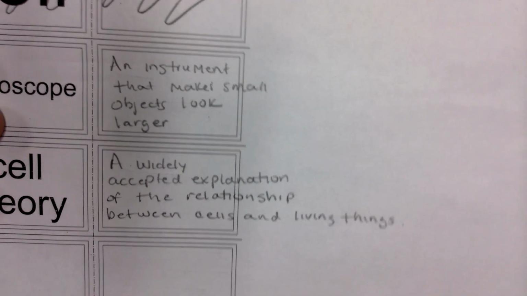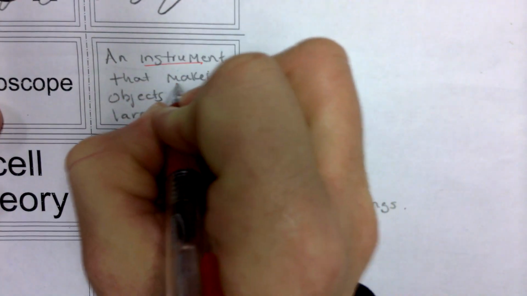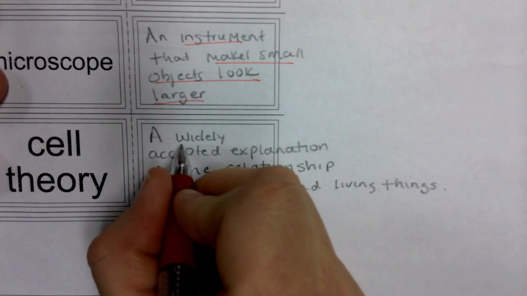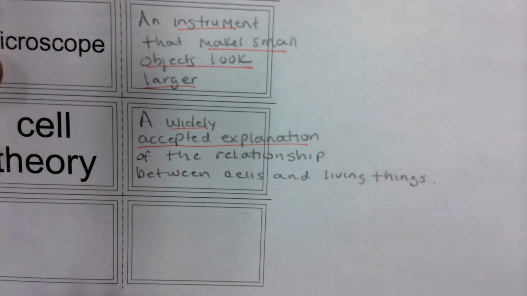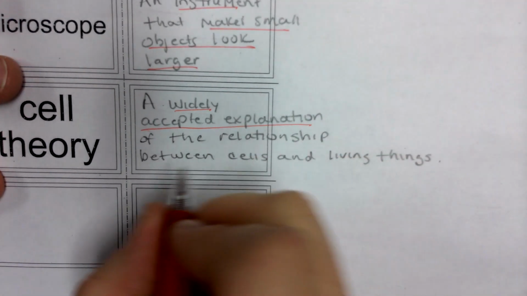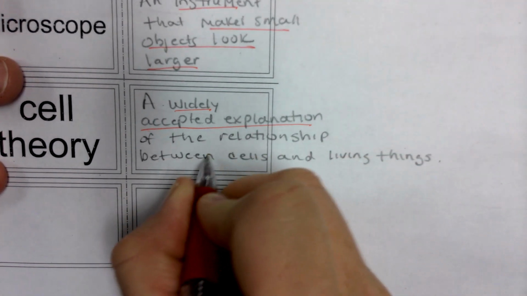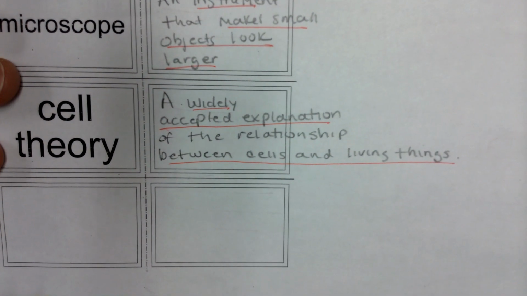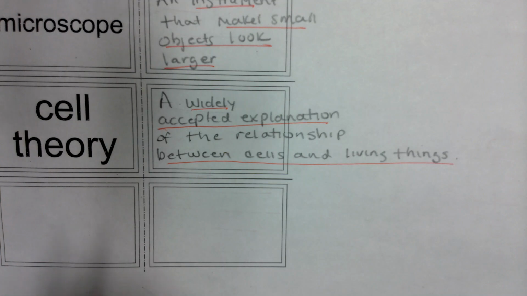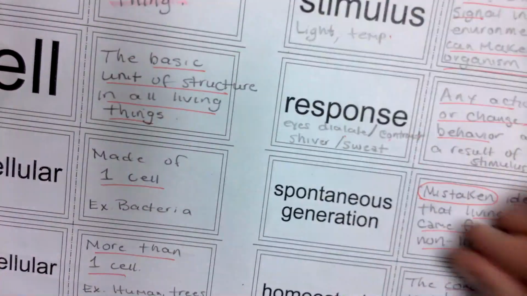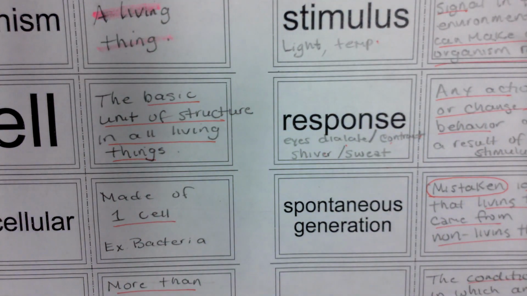Microscope. There's not much that we cannot underline. It's an instrument that makes small objects look larger. Yeah. And cell theory is this widely accepted explanation. In other words, scientists believe this. That talks about the relationship between cells and living things. And there's 3 parts to that cell theory, and I'm going to teach you those. You already know them. You just don't realize that you know them, but we'll talk about them at a later date. All right, so when you have marked all of these, or when you have written all this down and you've highlighted, come see me. Cool? Thanks.